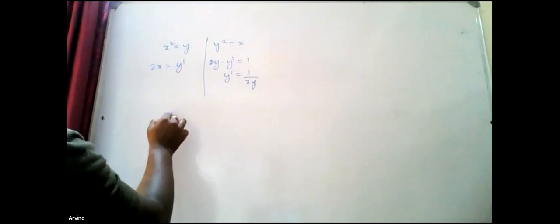So if you multiply these two slopes, because they are orthogonal, 2x into 1 by 2y is equal to minus 1. So 2 and 2 get cancelled. So x by y is equal to minus 1. Therefore, x is equal to minus y. That's what you got. Now substitute it to get the values.